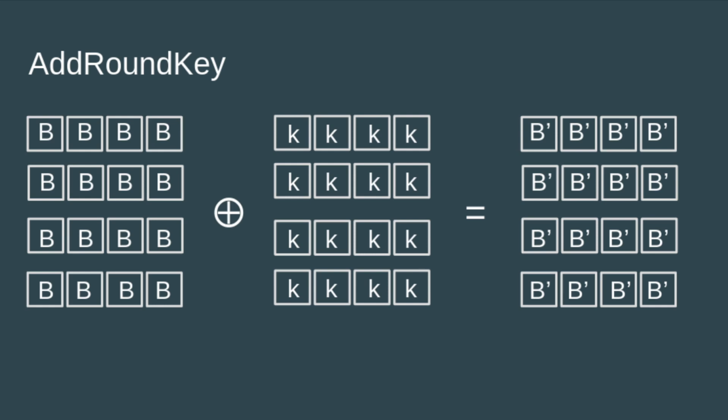The last step is the add round key step. In the add round key step, the bytes of the matrix of the state, the current state, are XORed with the key material, the round key material, and the result is the new state to be fed into the next round.